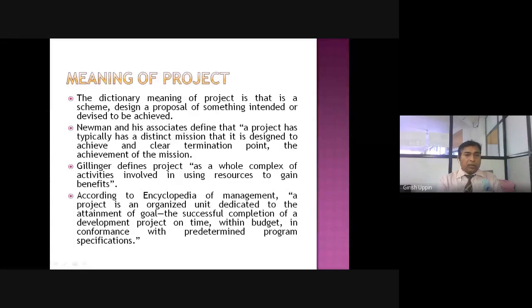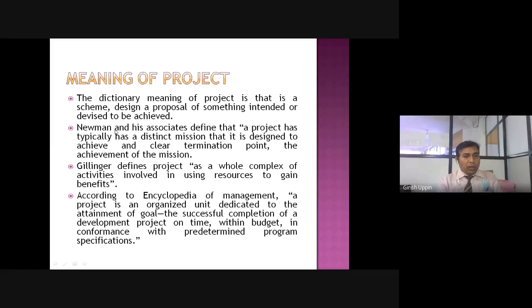So that gives some idea of the project. The actual definition as per the dictionary meaning: a project is a scheme, a design, a proposal of something intended or devised to be achieved. So according to the dictionary meaning, it is some kind of scheme or design, a proposal of something intended to be achieved. What we want to achieve, that is the meaning.